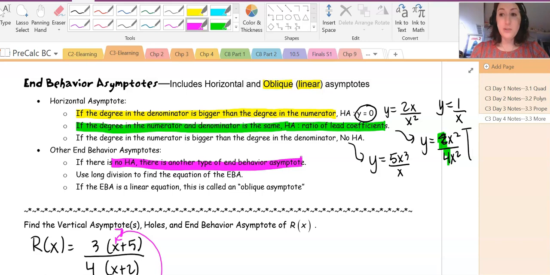What we're going to use is long division to find that end behavior asymptote. Remember last year you learned synthetic division, which we'll look at again, and then you spent like a day on long division, and then you never did anything with it ever again. Okay, long division is back, people. You need to know how to do long division. If your end behavior asymptote, your EBA, is a linear equation, it is called an oblique asymptote. Why, I'm not really sure. That's just some vocabulary that your book uses, so you're aware.